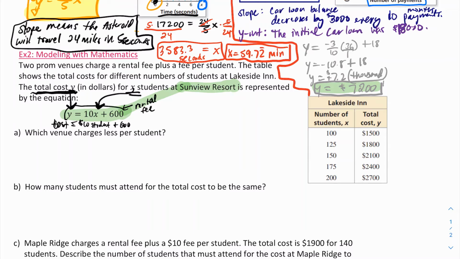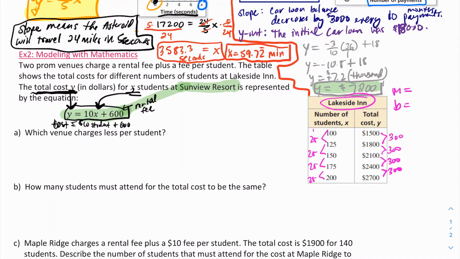Okay, so we have one equation here, and now we need a second equation for the Lakeside Inn. So in order to write an equation, we need M and we need B. So I'm going to show you how to find those two things. If you look on this side, 25, 25, 25, 25. Those don't all have to be the same, by the way. But if all those changes on the X are the same, then the Y's all have to be the same. So that's 300, 300, 300, and 300.